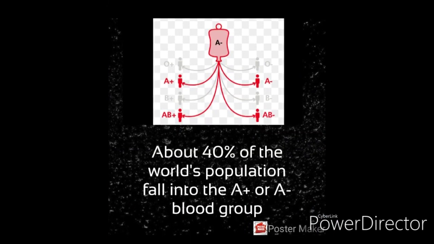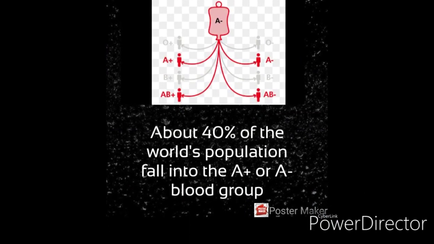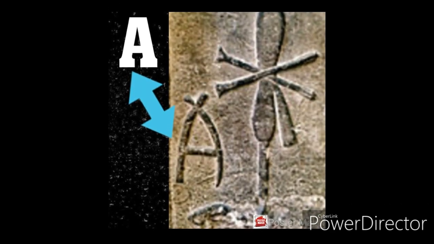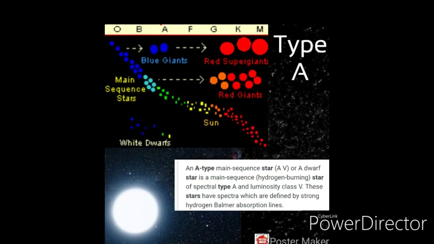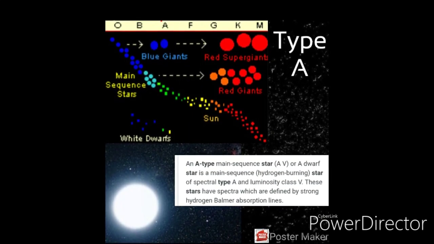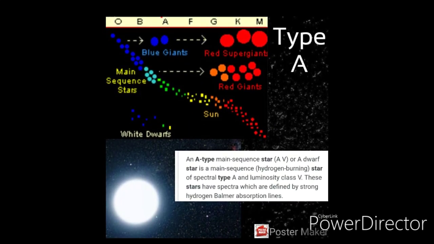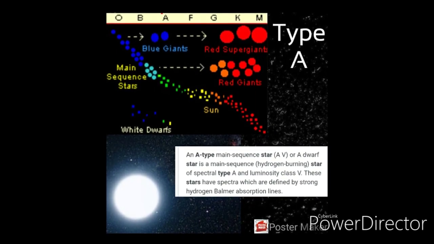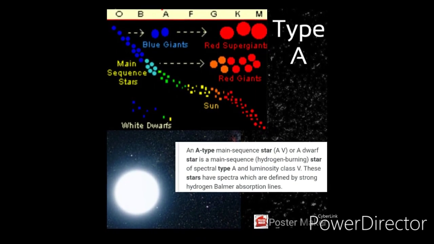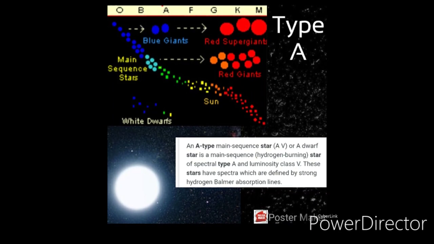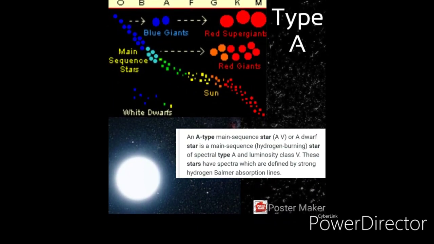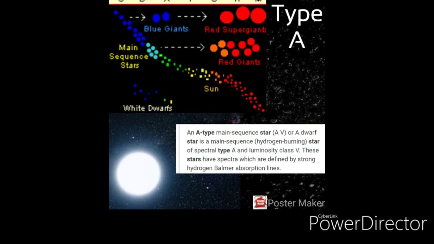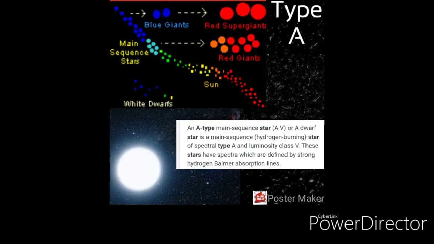Now moving forward to blood type A. About 40% of the world's population fall into the A positive or A negative blood group. And type A stars are considered dwarf stars. 20 out of 30 of the stars nearest to Earth are considered dwarf stars. So just like there are an abundance of people on Earth with blood type A, there are also an abundance of stars that are classified as type A stars.